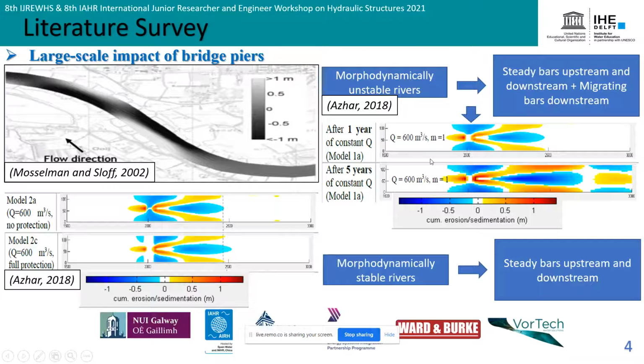Protection and lining in the vicinity of the bridge piers couldn't prevent formation of these steady bars. They only retreated further upstream and downstream of the protection.